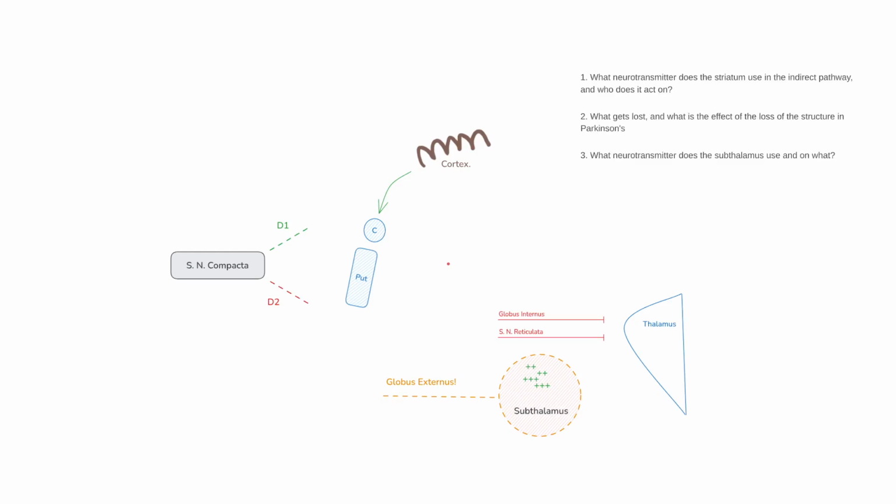So let's try to answer some questions. What neurotransmitter does the striatum use in the indirect pathway? We know that the striatum only uses violence, so it uses GABA. It inhibits, and it acts on the globus externus in the indirect pathway.